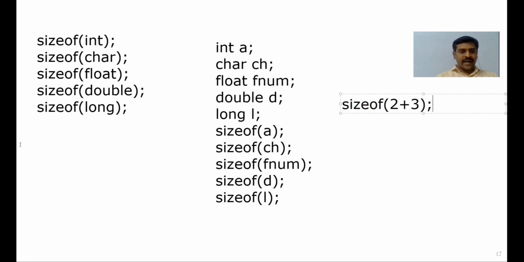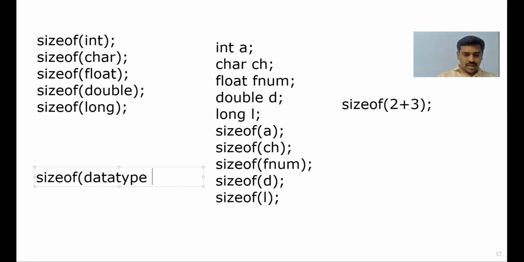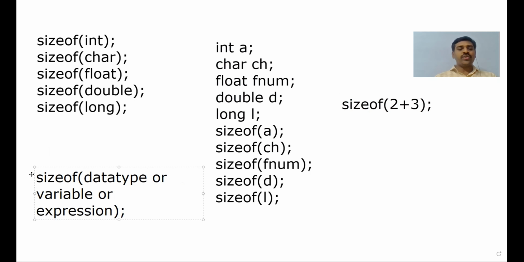How to use it? I am writing the syntax here. In sizeof, we have to write either a data type, or a variable, or an expression. So these are the three ways to use the sizeof operator. What is the use? The sizeof operator is used to calculate the amount of memory required to store the particular data type, variable, or expression.